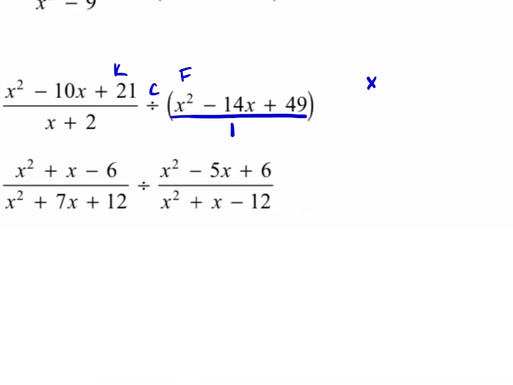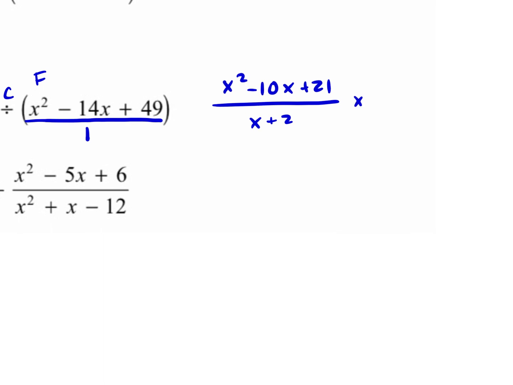So this would be x squared minus 10x plus 21 over x plus 2 times 1 over x squared minus 14x plus 49. Everybody see what we did there? Just keep, change, flip. So anytime you have something that is not a fraction already, put it over 1, and if you have to flip it, it would become 1 over.